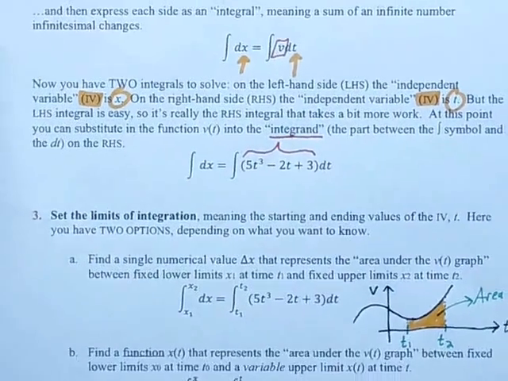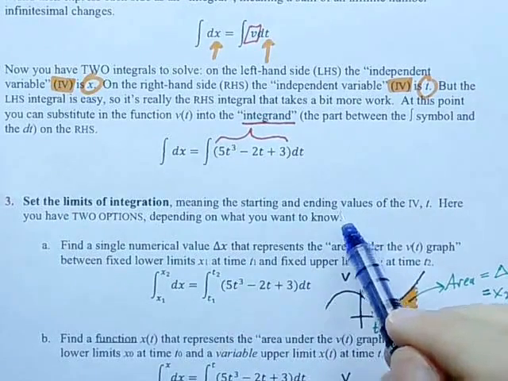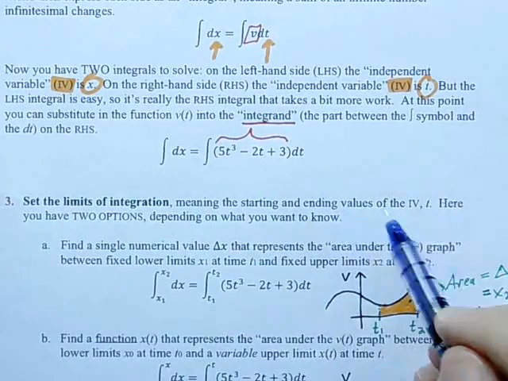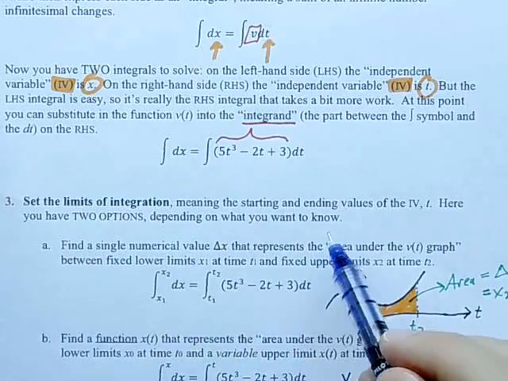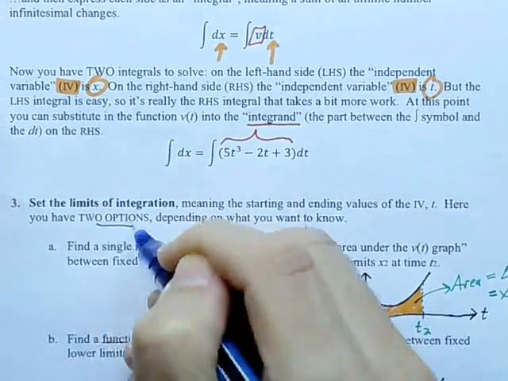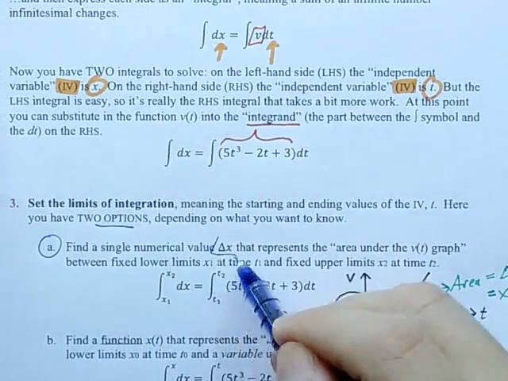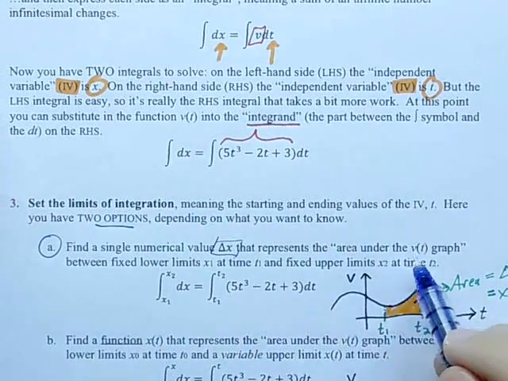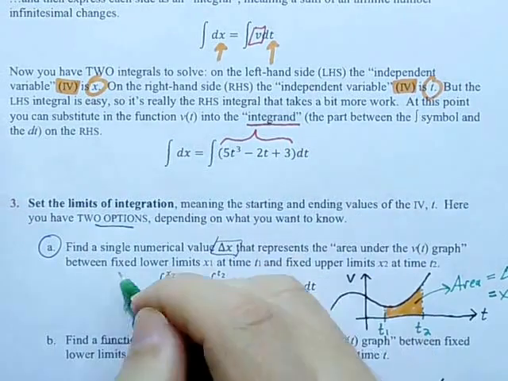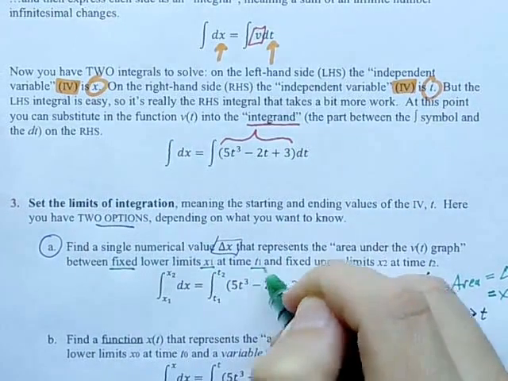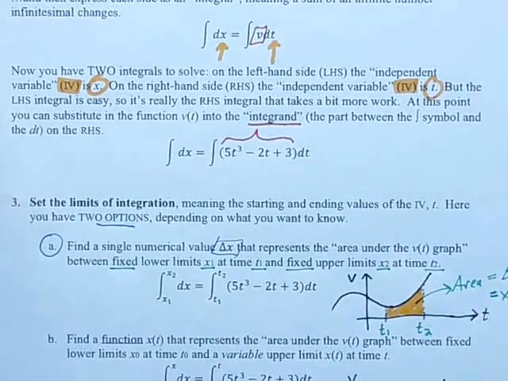Okay. 3. Set the limits of integration, meaning the starting and ending values of the independent variable t, time. So now here we have 2 options depending on what it is that we want to know. So option A. Find a single numerical value, delta x, that represents the area under the velocity graph between a fixed lower limit x1 at time t1 and a fixed upper limit x2 at time t2.